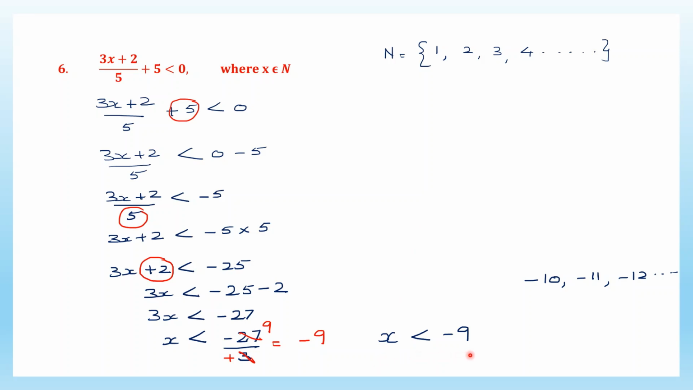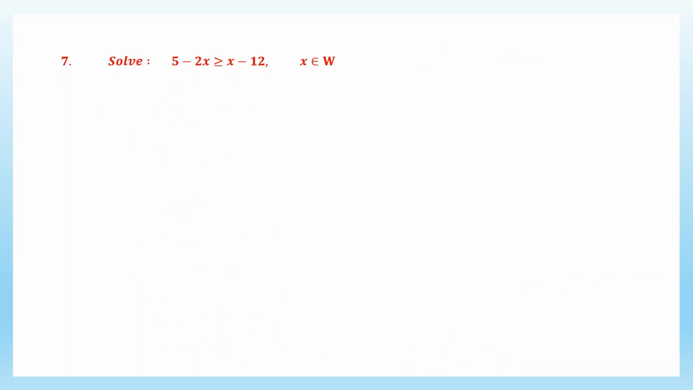So x is less than minus 9 and x belongs to natural numbers gives us an answer which says there is no solution. There is no solution set for this. Okay, so x has no value here. Going on to the next question. Question 7. Solve 5 minus 2x is greater than or equal to x minus 12.